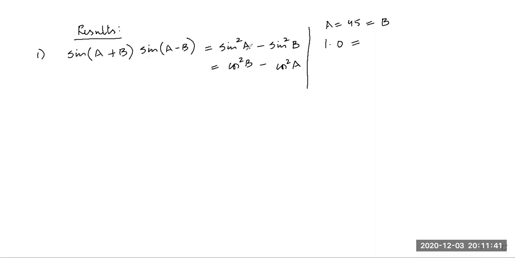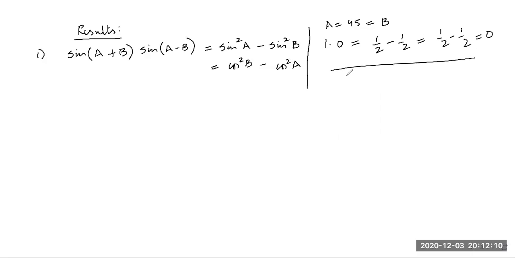Is equal to, now sine square A. Sine square A becomes 1 by under root 2 square, that is 1 by 2, minus sine square B. So sine square B is also 1 by 2, that is 0. That is equal to cos square B. Cos B is 1 by under root 2, square is again 1 by 2, minus 1 by 2. That is equal to 0. It is proven. All right.